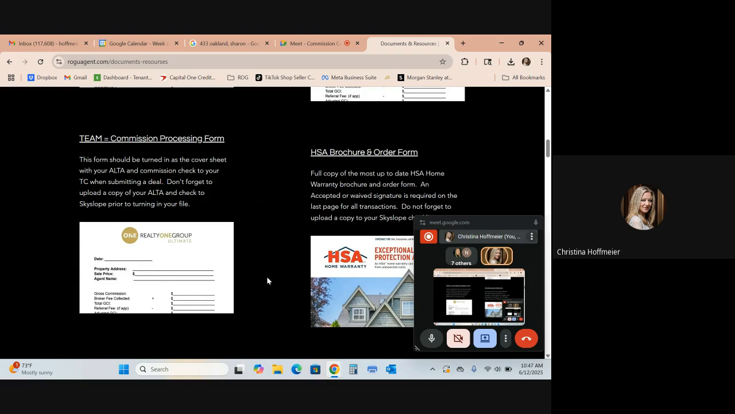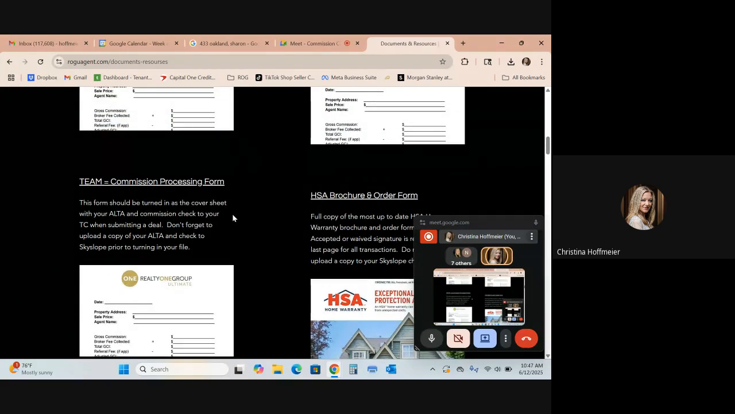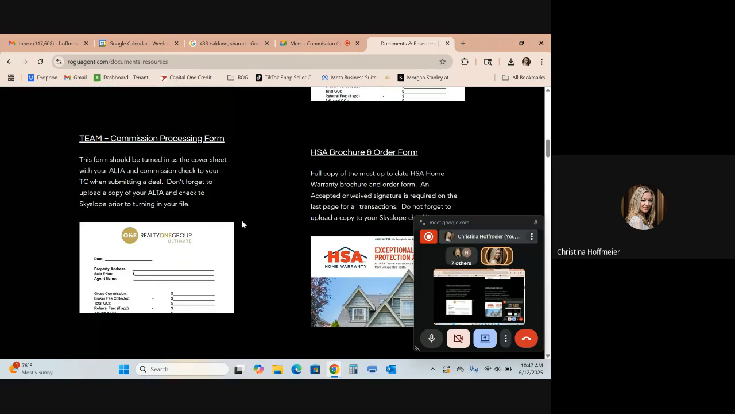And then this team commission processing form is for teams that have team members. Team principal fills it out. Or if you're doing a co-listing with more than one agent, you can also use this too for easy reporting. And that really helps Kathy out too when she's trying to figure out who to pay and when. All right. Any other questions before I let you guys go?